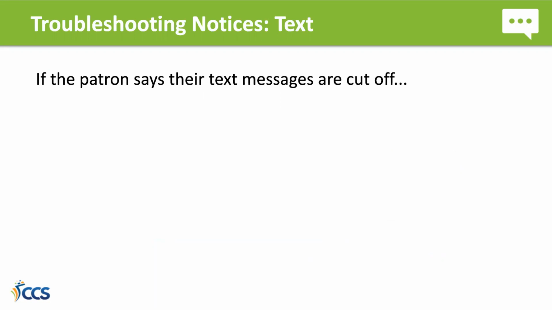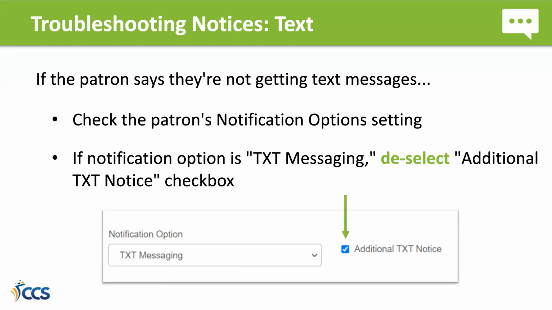Similarly, may I ask a quick question? At our library, if they want email and text notifications, we'll set the notification option as email and then select additional text notice. Would that be okay? That's perfect, yes. Okay, that sounds perfect, thanks. Yeah, for some reason, it's just this text plus text that could cause issues.